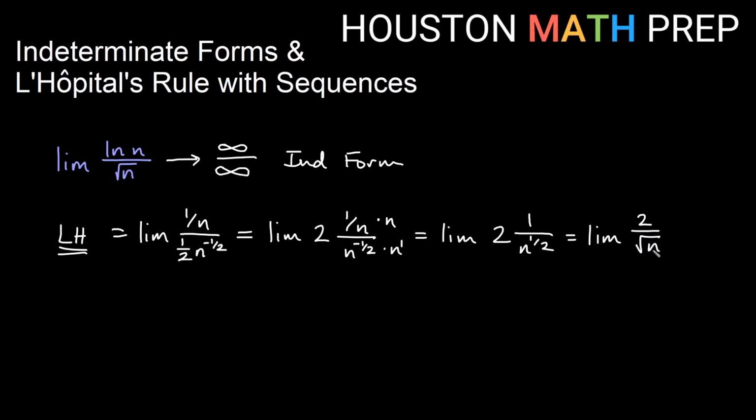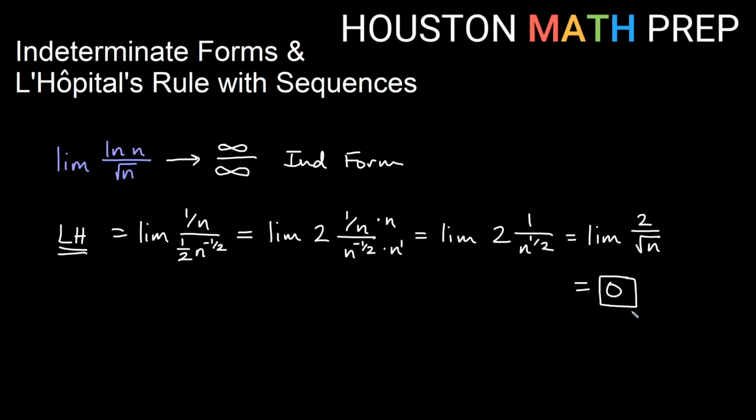And we know that the square root of n blows up infinitely large. So for this limit, we have a constant over something that gets really, really big. That limit is in fact going to be 0. Okay, so you can see in the previous one we got 1, in this one we got 0.